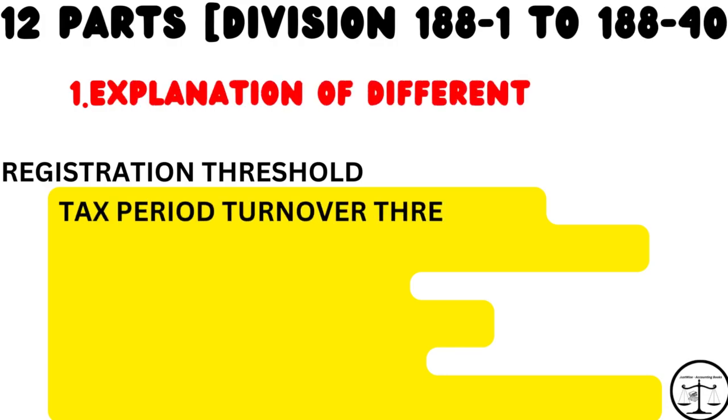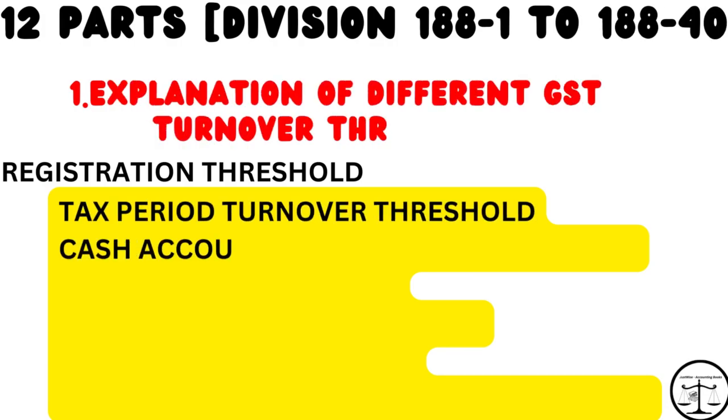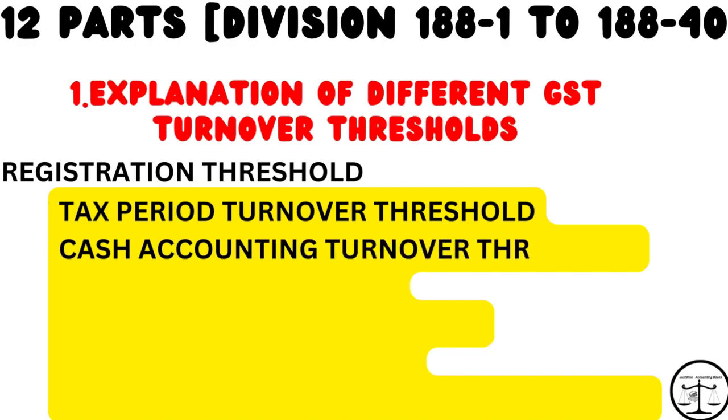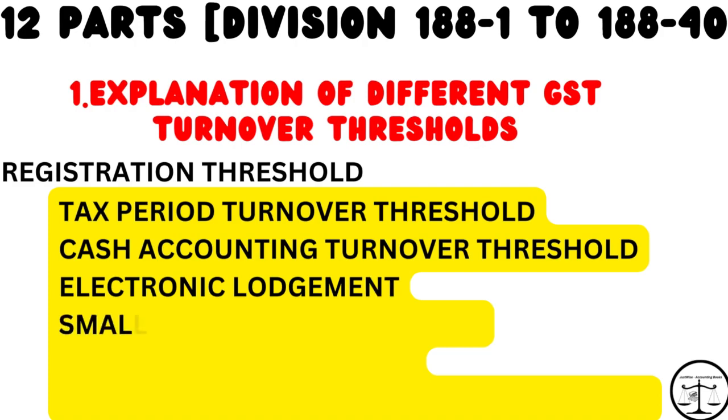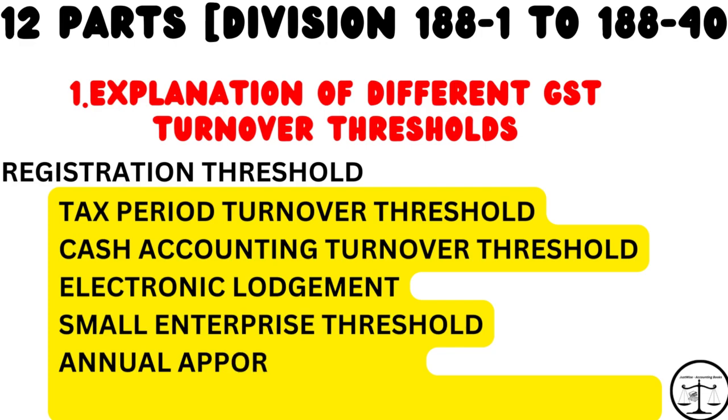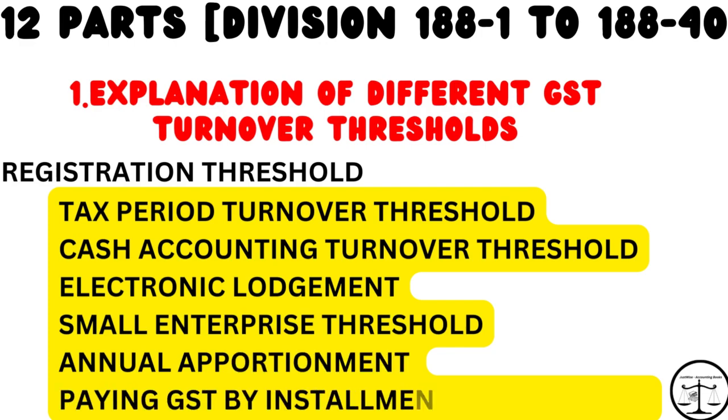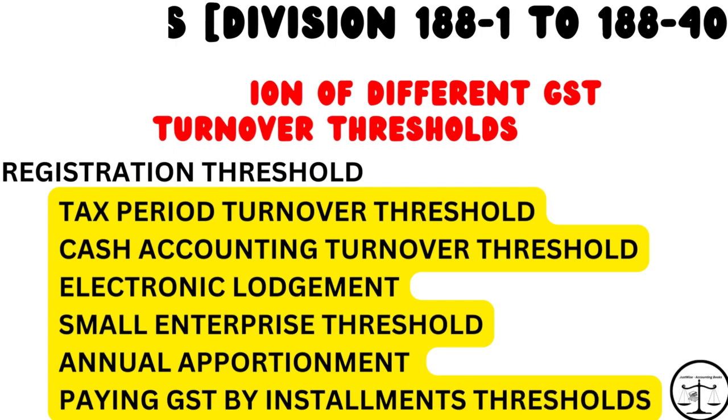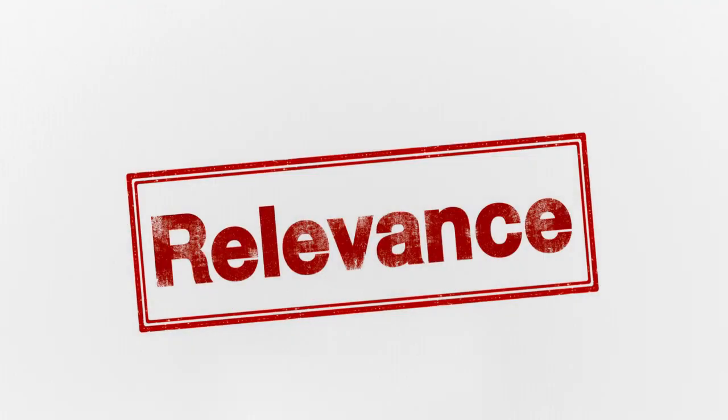Part 1 explains different GST turnover thresholds and how these thresholds affect the operation of the GST Act. For example, registration turnover thresholds, tax period, cash accounting, electronic lodgement, small enterprise, annual apportionment, and installment turnover thresholds. This section will also explain all other relevant details to turnover thresholds.